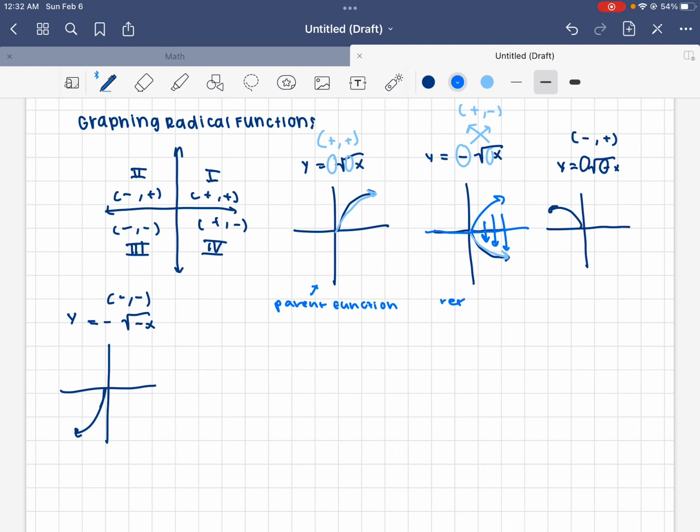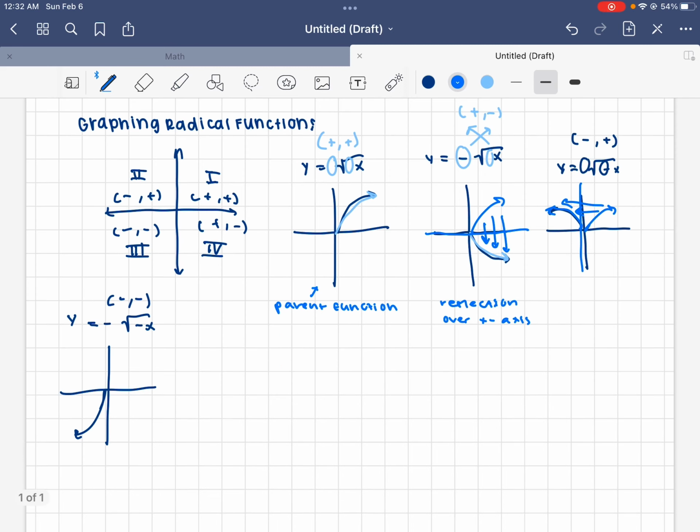So this is a reflection over the x-axis. And this one, if this is our parent function and this is what we got, we see that it's reflecting over the y-axis. So this is a reflection over the y-axis. And this bottom one, this is our parent function and this is what we got. It's a reflection over the origin.